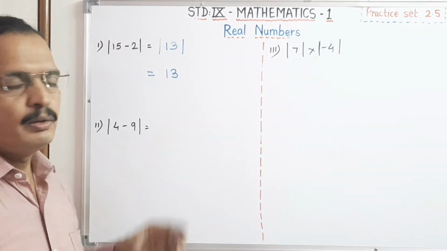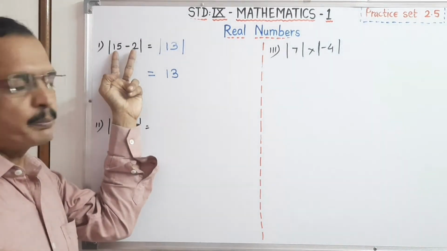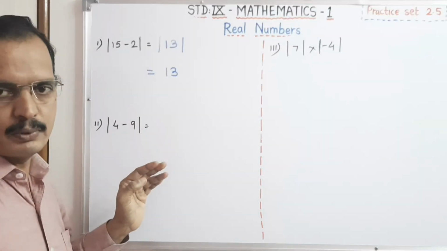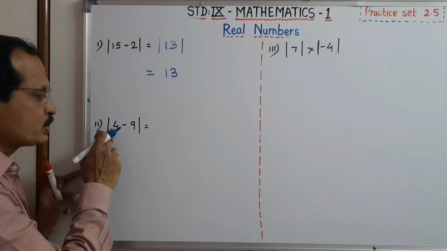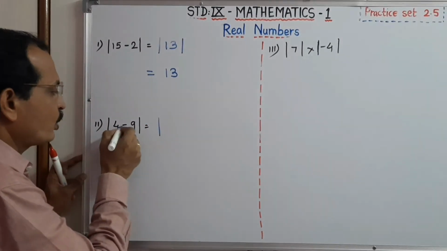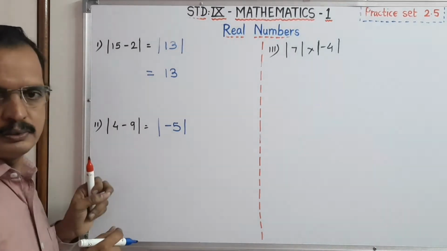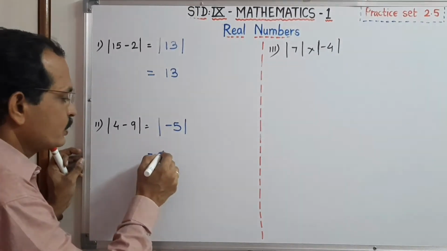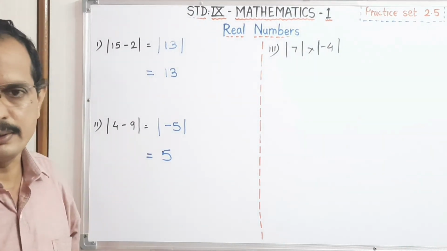Very simple. What do we have to do? First of all, do the subtraction, 15 minus 2, it is 13. Then find the modulus of that number. Now see here, the same thing is there. It is the modulus of 4 minus 9. First of all, we do 4 minus 9, it will be minus 5. Now find the modulus of minus 5. Dear student, it is 5. Therefore, the final answer is 5.